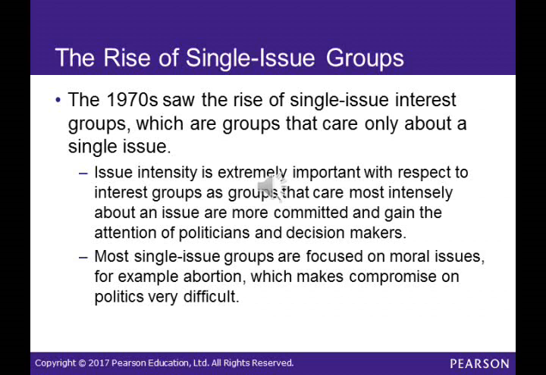Another important factor that determines the effectiveness or success of interest groups is the rise of single issue groups. The 1970s saw the rise of single issue interest groups, which are groups that care only about a single issue. In fact, this is very important in the success of interest groups because it makes the group more committed and gains the attention of politicians and decision makers. In other words, single issue groups are more effective than multi-issue groups. Most single issue groups are focused on moral issues, for example, abortion, which makes compromise in politics very, very difficult.